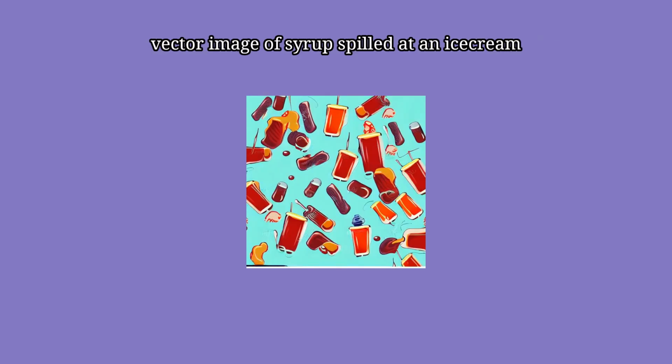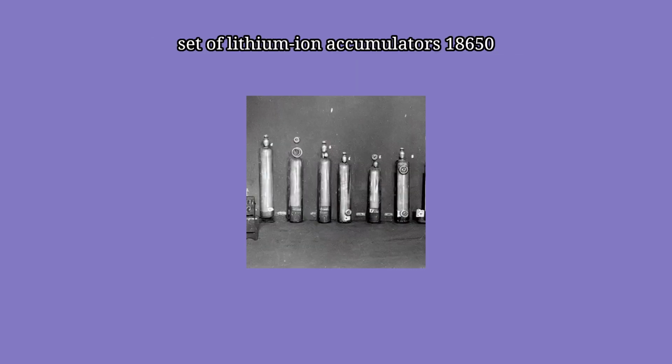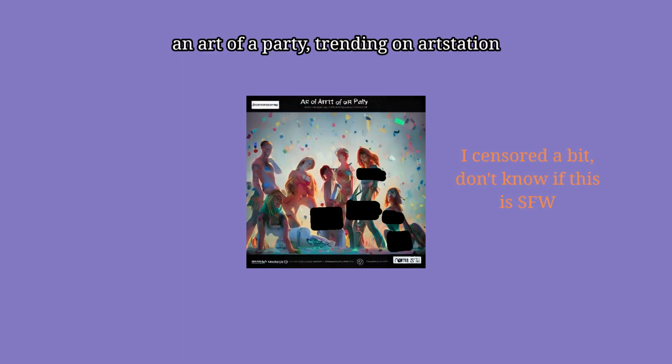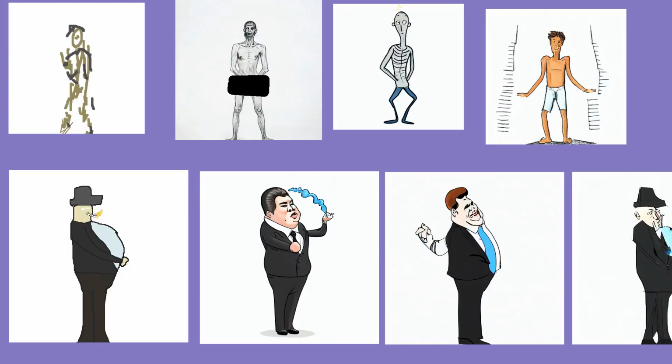Vector image of syrup spilled on ice cream. Set of lithium-ion accumulators, 18650. I would be crazy if I needed to insert such accumulators. An art of a party, trending on ArtStation. This art looks strange, so I censored some suspicious-looking features. These images are 512 x 512 pixels. Generating requires about 10 GB of RAM and 10 minutes on my system.